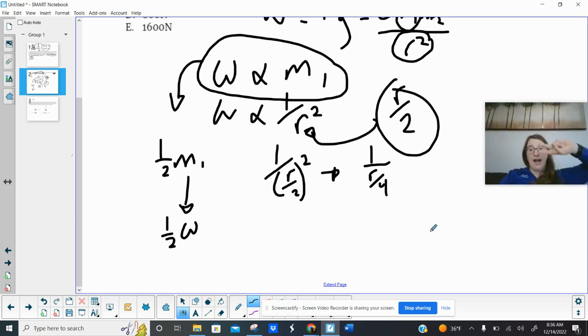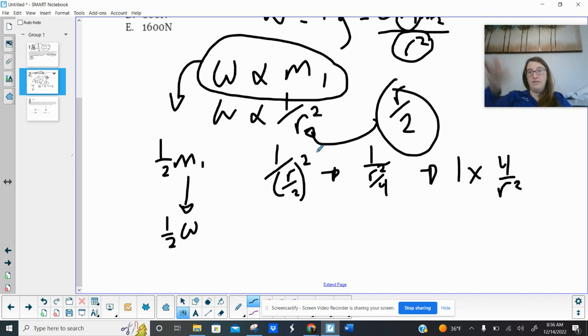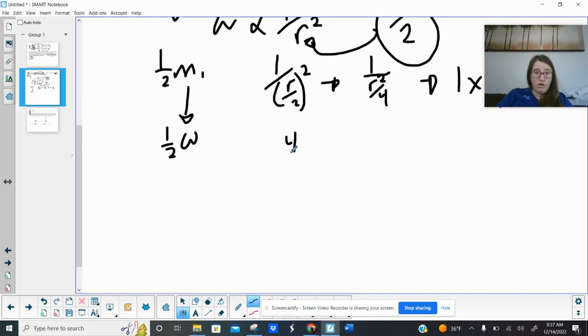Now again, this is 1 divided by a fraction. When you divide by a fraction, you flip it and multiply. So what this really is, is 1 times, flip this fraction, 4 over r. Ooh, sorry, I am a bad teacher. Squared. There's a square there because r gets squared and the 2 gets squared. So what I now have is 4 over r squared.